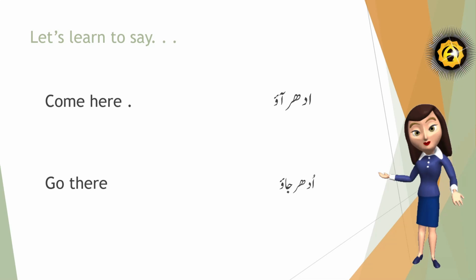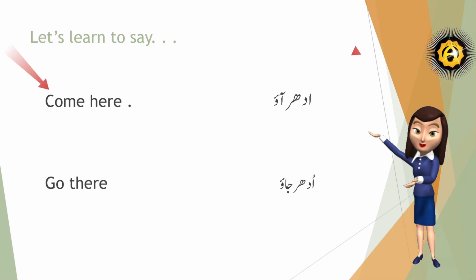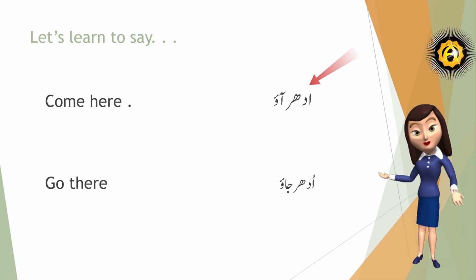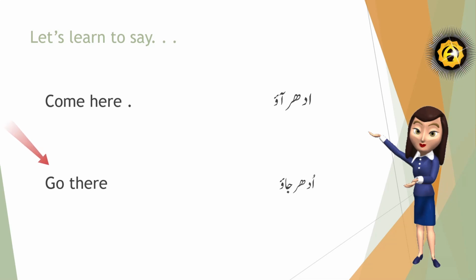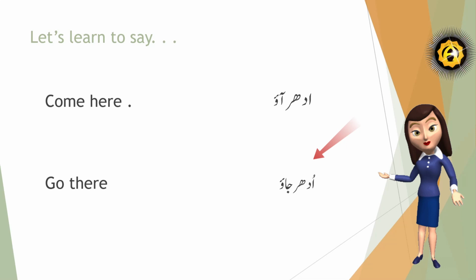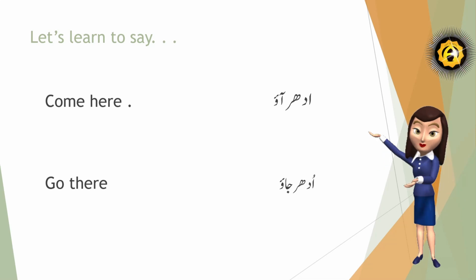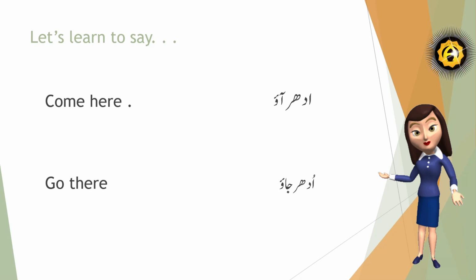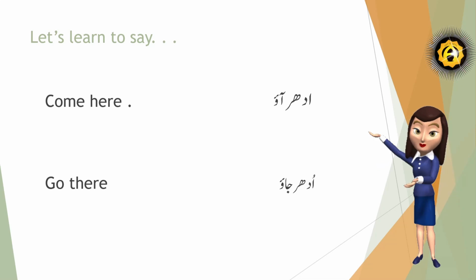Let's repeat one more time. In English we say come here and in Urdu idhar aao, idhar aao. Then in English we say go there and in Urdu udhar jao, udhar jao. Remember we just learned come and go, right? So repeat and revise for practice.